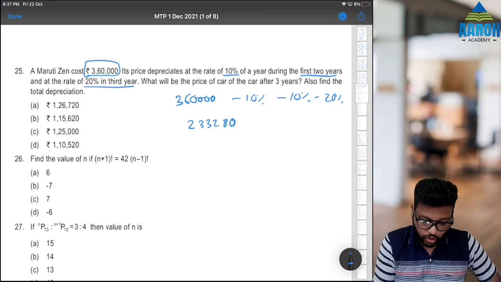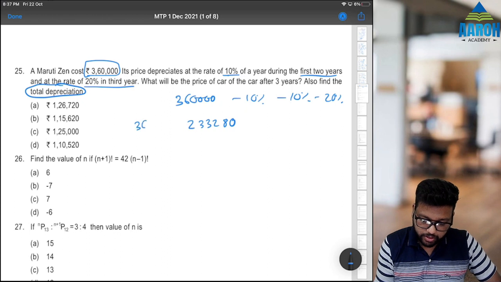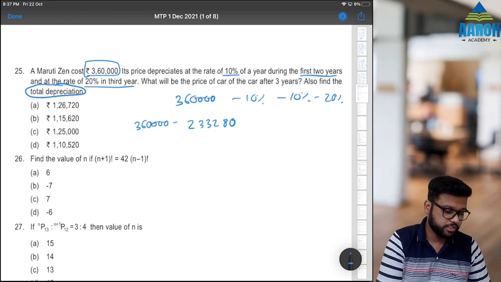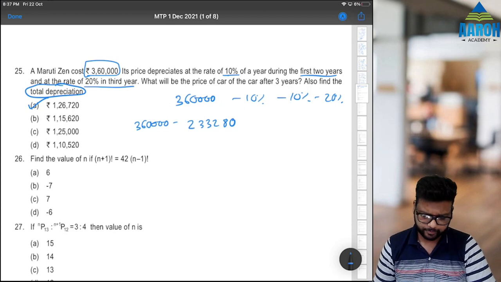That means the options must have given depreciation, right? So depreciation will be what? Cost minus WDV. How much? 126,720. Option A is the correct answer.